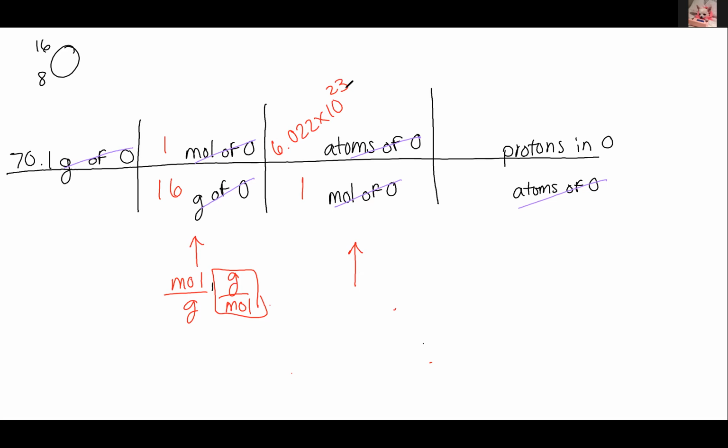Okay, now let's go to our next step, over here to this block. What goes on the bottom? How many atoms am I dealing with? One. We're going to look at just one of the atoms of oxygen, and how many protons are there? You'd have to do the calculation. You'd have to do 70.1 divided by 16 times Avogadro's number, right?